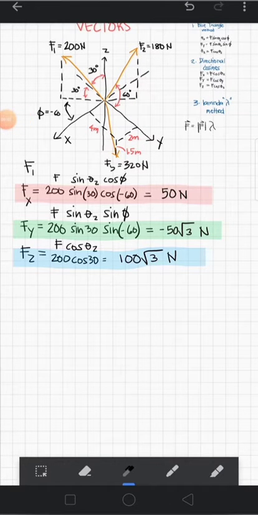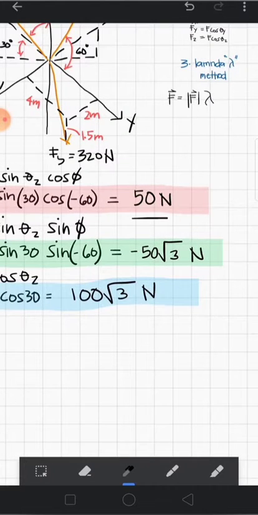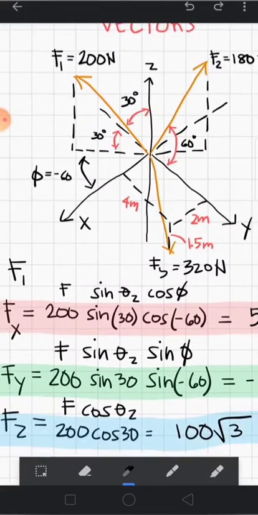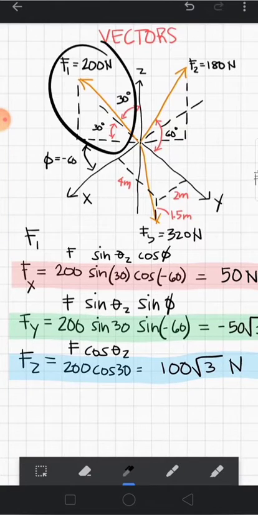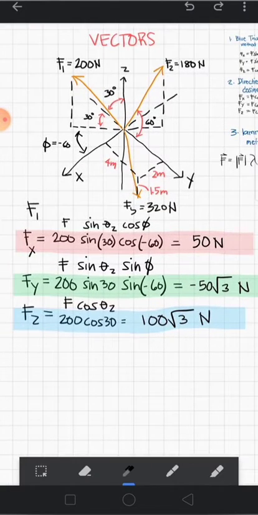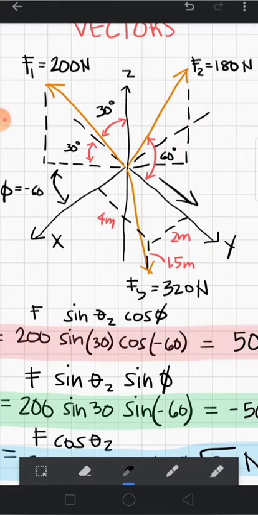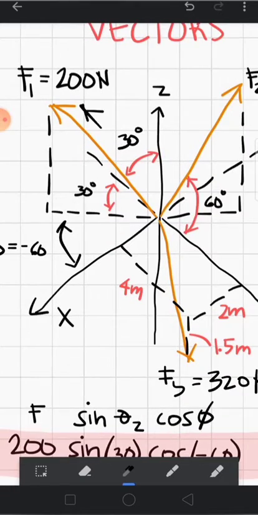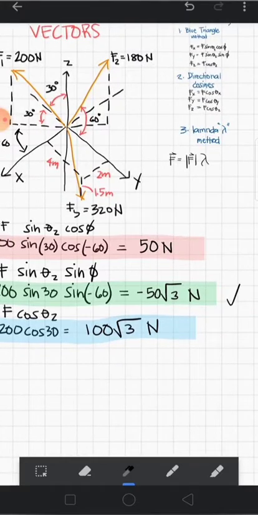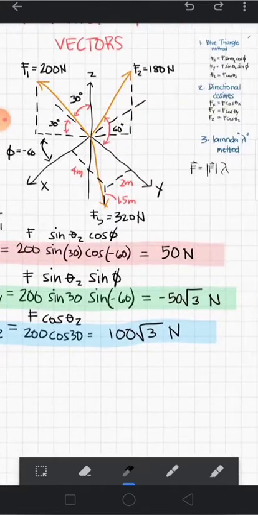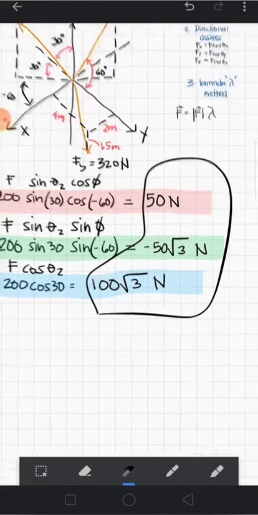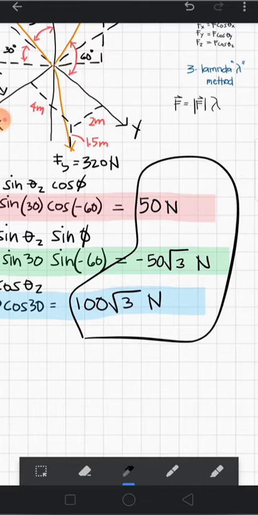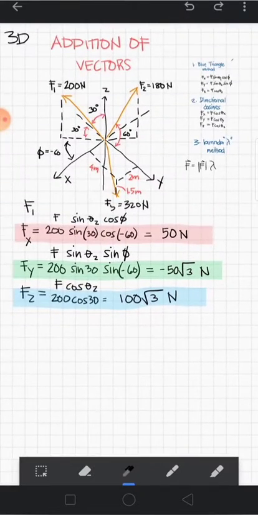So now we have this answer. For Fx, it's 50 newtons. Just a quick check. Since this is positive, it should be the Fx going positive. So it's correct since our force is heading towards positive x. And then negative 50 square root of 3 in the y. So this is positive here, and since our force is going to the opposite, it's negative. So that's correct. And then for z, it's going upwards, so also that's positive.